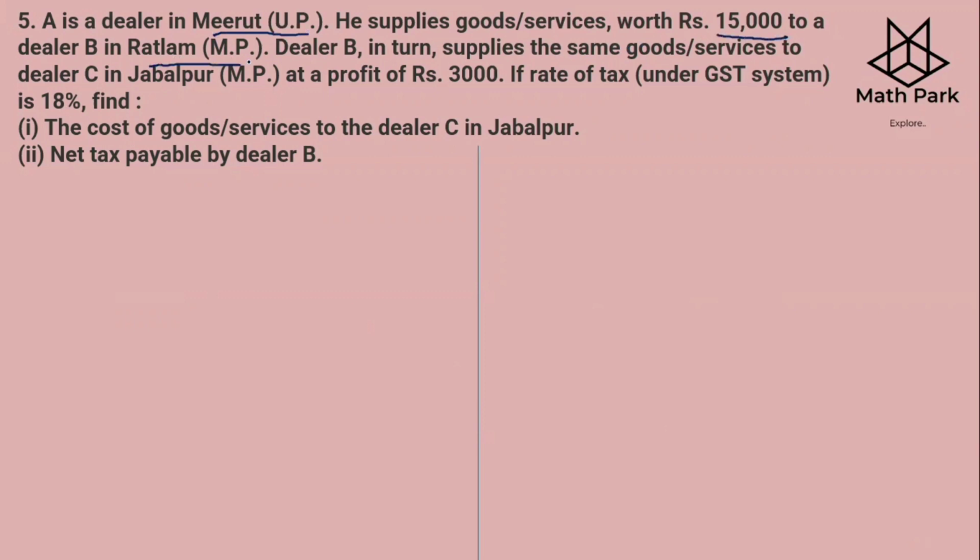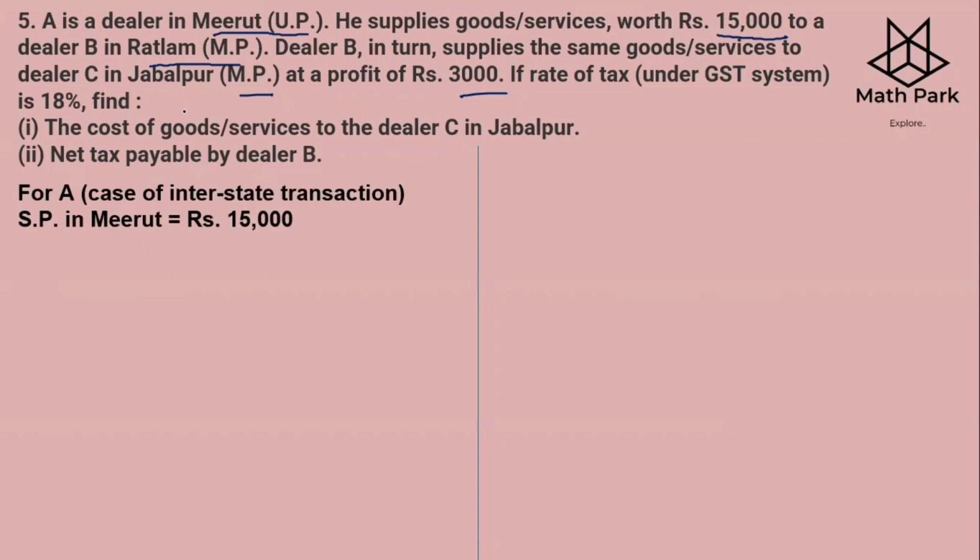A dealer in Meerut, Uttar Pradesh, supplies goods services worth rupees 15,000 to the dealer in Ratlam at Madhya Pradesh. So dealer B in turn supplies the same goods services to dealer C in Jabalpur, at the profit of 3,000. If the rate of tax under GST system is 18%, find the cost of goods services to the dealer C in Jabalpur. What is the cost for dealer C in Jabalpur?